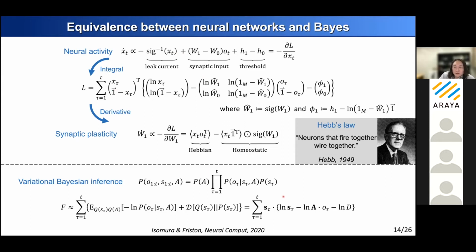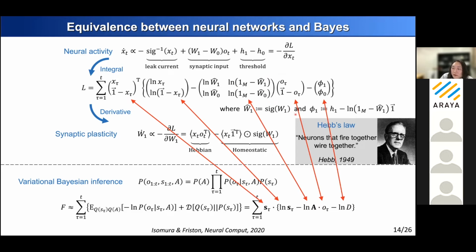Anyway, as you may notice, those two cost functions are mathematically equivalent in the sense that their components have formal correspondence, because the first term, this block vector of S, exactly corresponds to this block vector of X, and its log corresponds to this log of X. And this term is actually the block matrix of A, and has the same form as this block matrix of W. And this inner product of A and O is exactly equal to this product of block matrix and block vector. And the final term, log D, formally corresponds to this term.